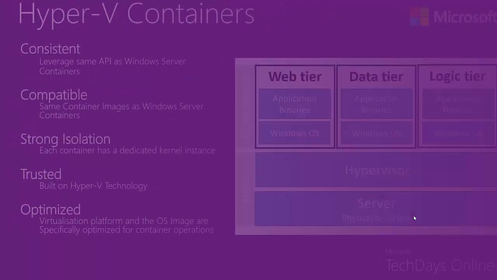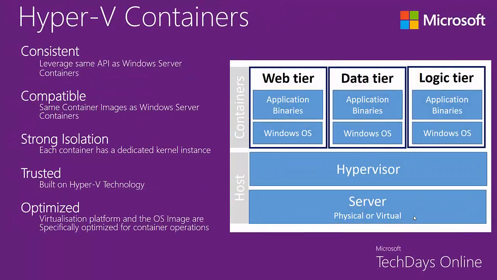Now, Microsoft have gone a step further and have introduced a second type of container. Now, this second type of container has some additional benefits, but first things first, it's very important to understand that these containers are consistent. They follow exactly the same APIs as the Windows Server containers. They're compatible in that the images are exactly the same, so you can make a decision to deploy it as a Windows Server or a Hyper-V container. And the real difference here is isolation.